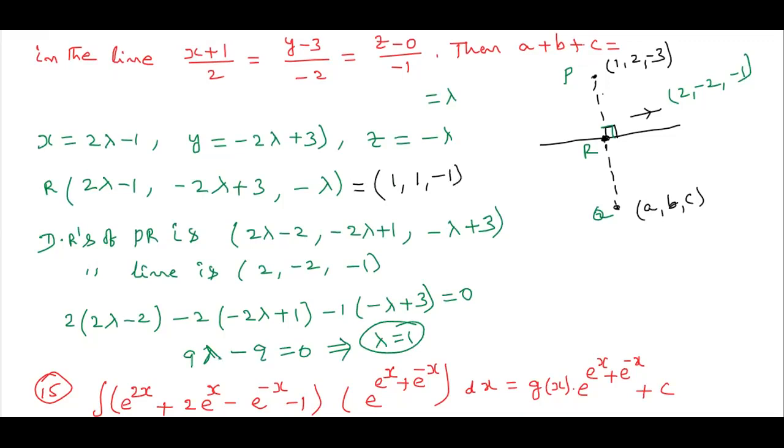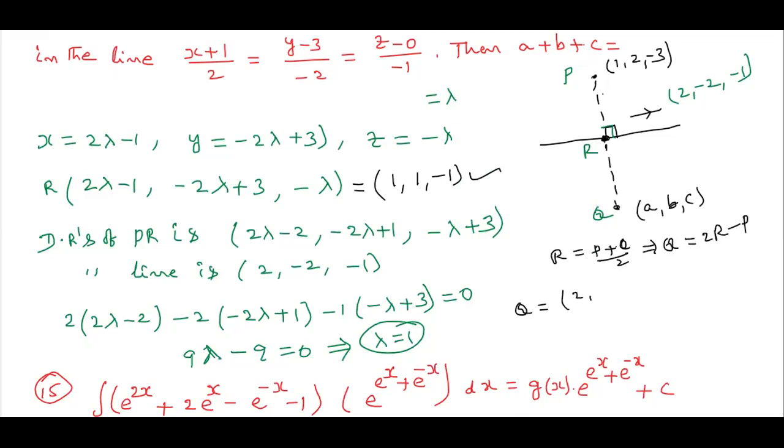Here R is the midpoint of PQ. So R is equal to (P plus Q) divided by 2. In this case, what is Q? Tell me. Q is equal to 2R minus P. Okay. Q is equal to 2R. This is R, multiply with 2.